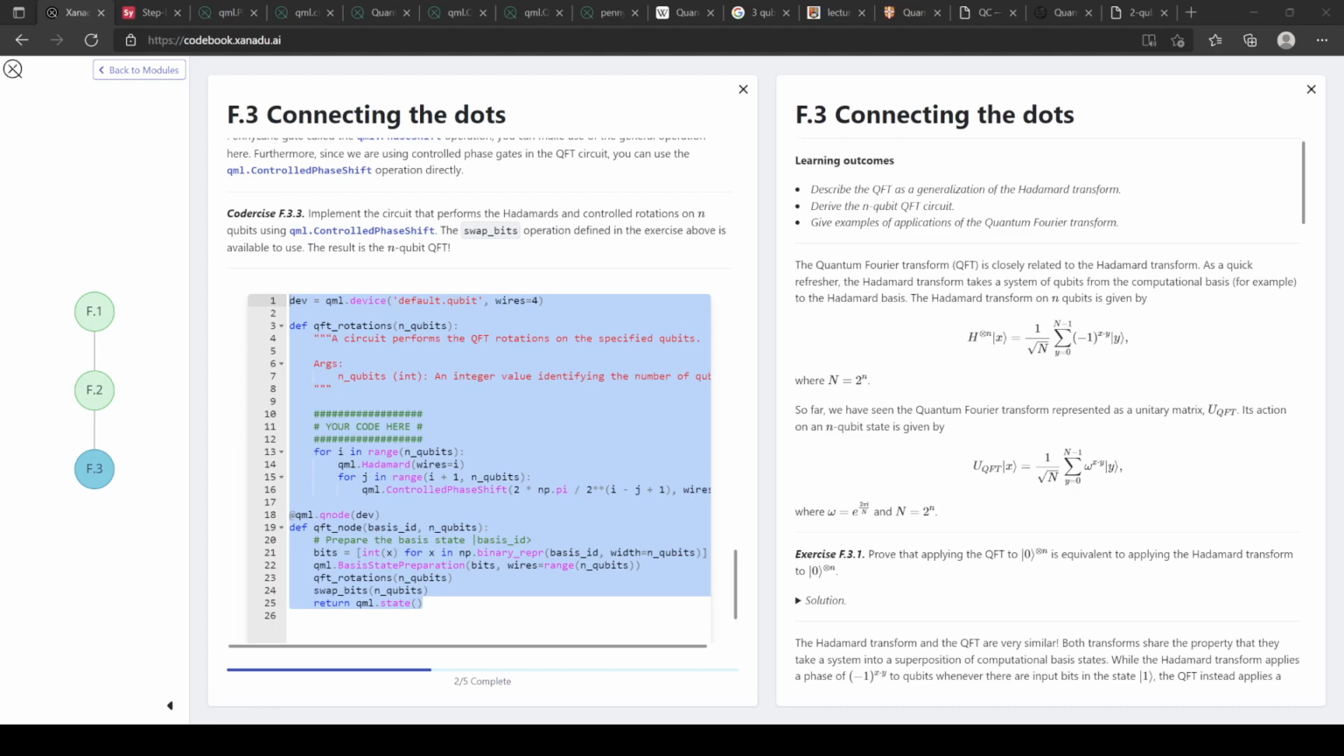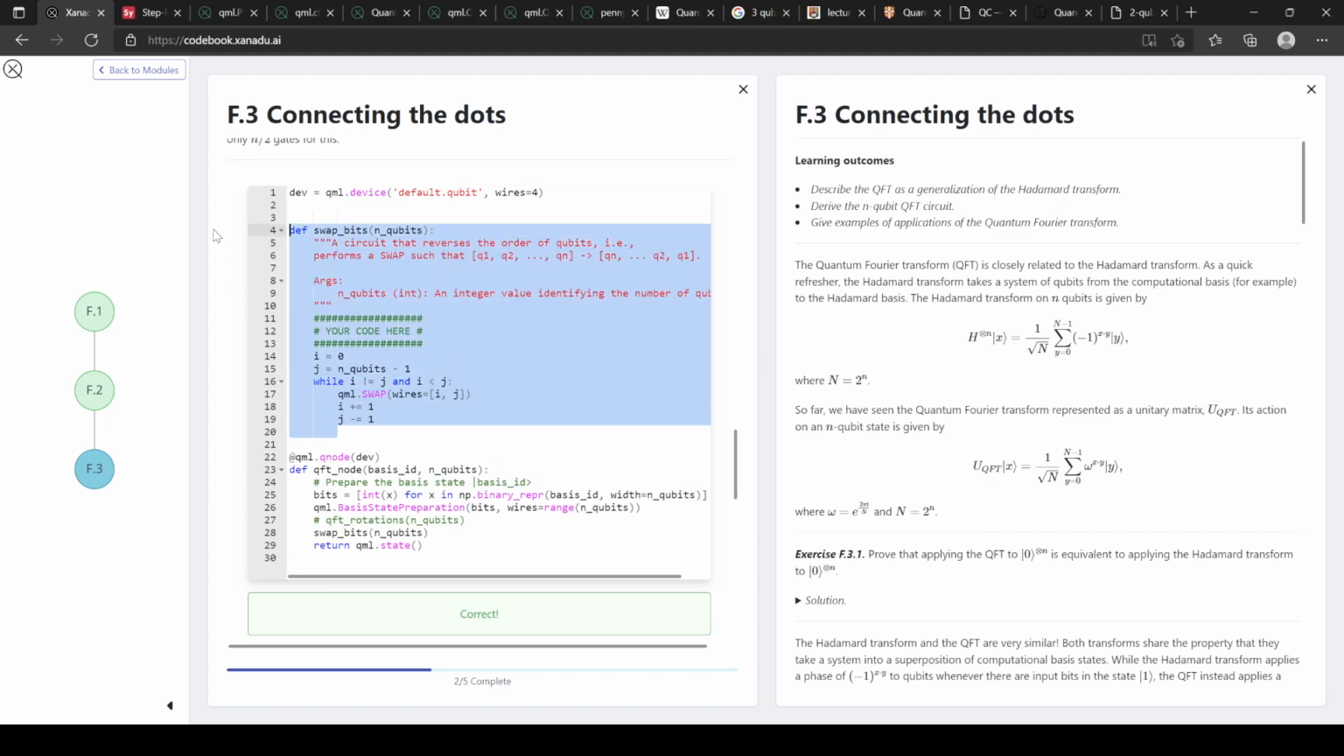Can I draw this circuit? Let's find out. Oh, I need swap bits. I forgot about that. I forget how to draw things and you have the, let's see.